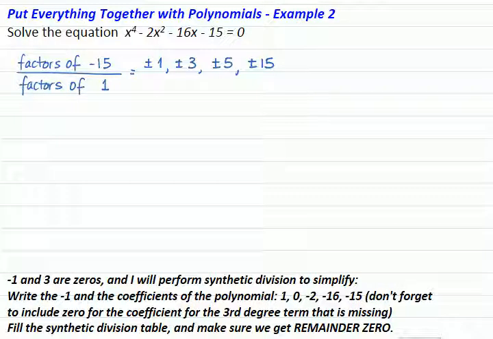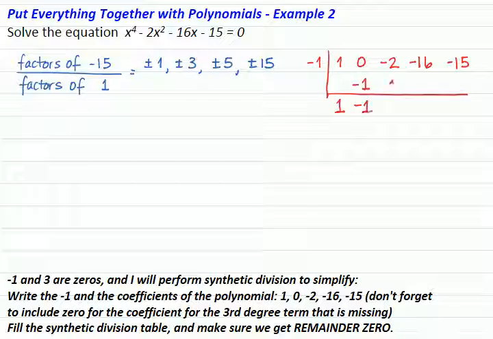After checking the possible rational zeros, I see that negative 1 and 3 are zeros. So I'm going to perform synthetic division. I'm going to write negative 1, and next to it on the top row I will write the coefficients of the polynomial: 1, 0, because there is no x to the third, negative 2, negative 16, and negative 15. And I will perform synthetic division: drop the 1, multiply, add, multiply, add, multiply, add, multiply, and get remainder 0.